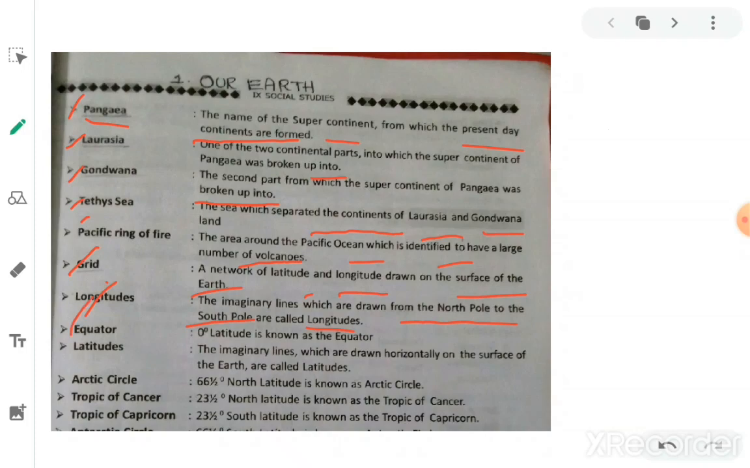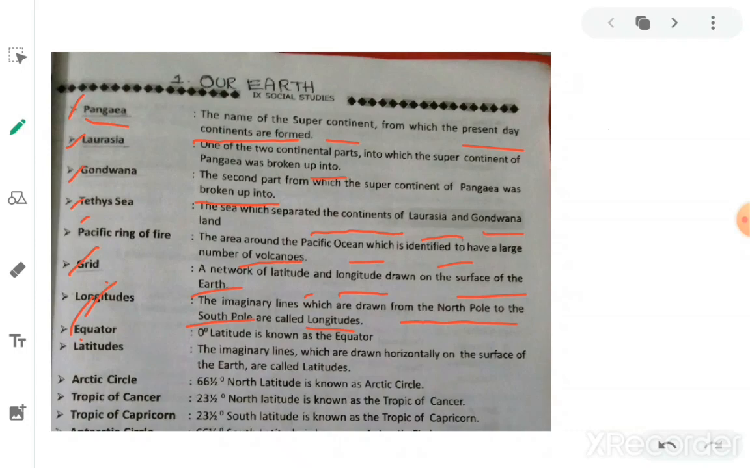Next one is equator. 0 degree latitude is known as the equator. This is the main latitude among all latitudes, and it is the biggest latitude, and it is also known as the equator, which divides the earth into 2 equal halves.